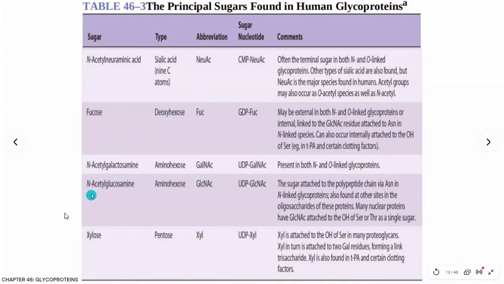Then we have N-acetylglucosamine. This is the amide form of your glucose, acetylated. So it belongs to the same category, amino hexose. So you have here GlcNAc. Similarly, you have UDP as its nucleotide carrier. Sugar attached to the polypeptide chain via asparagine link, nitrogen link, asparagine. Oxygen link, usually it is serine or threonine.